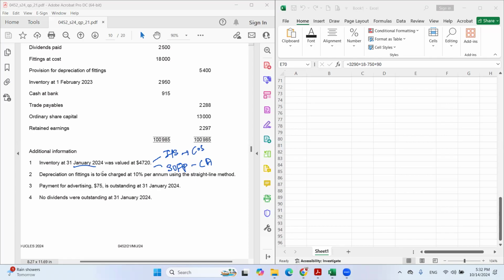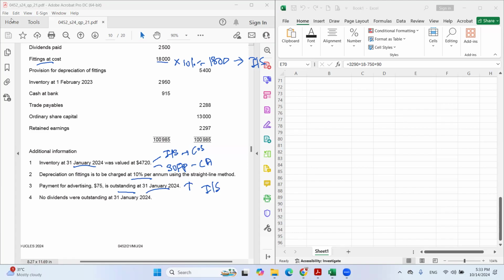Depreciation on the fitting is to be charged at 10% per annum using straight line method. So for this 10% straight line method, we have the fitting cost, you times 10%, so you will get 1,008. This will appear under the income statement expenses, and you add this amount into your accumulated depreciation under SOFP. Payment for advertisement 75 is outstanding. Outstanding means that it is accrued. End of the year, expenses accrued have to plus, to find your total income statement amount.